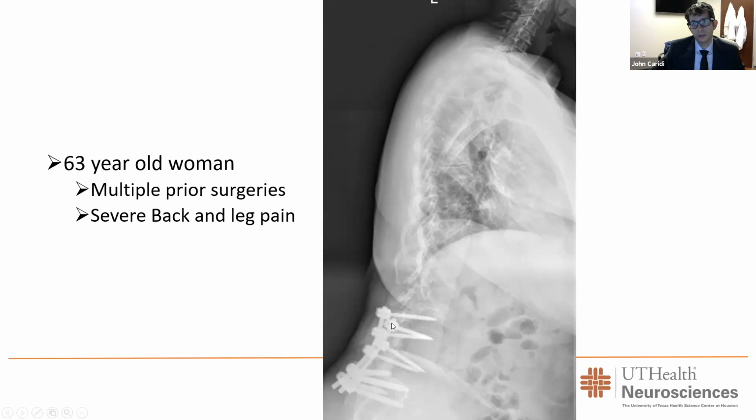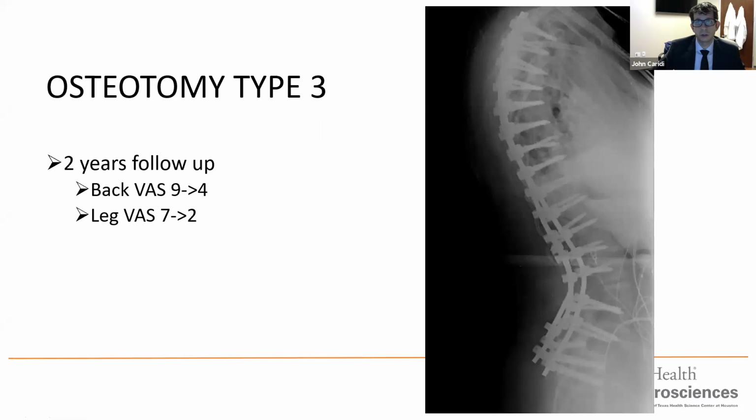Essentially, we wanted to get as much lordosis as possible. So we ended up doing an extended PSO with her at L3. And because of the coronal alignment issue, we ended up going up to T4. And she ultimately did well.